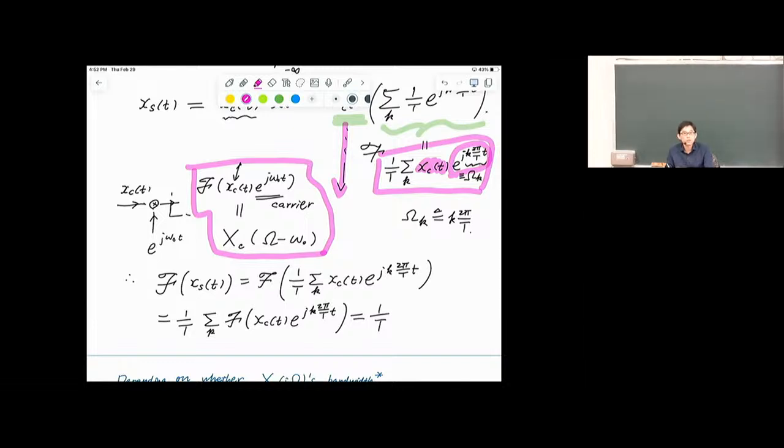Modulation in the time domain, shift in the frequency domain. Shifting the entire spectrum to the right by that amount. So let's finish writing this. Now we still have the summation, but this result of the Fourier transform becomes x c of omega shifted by k times 2 pi divided by t, and this k is the summation index.